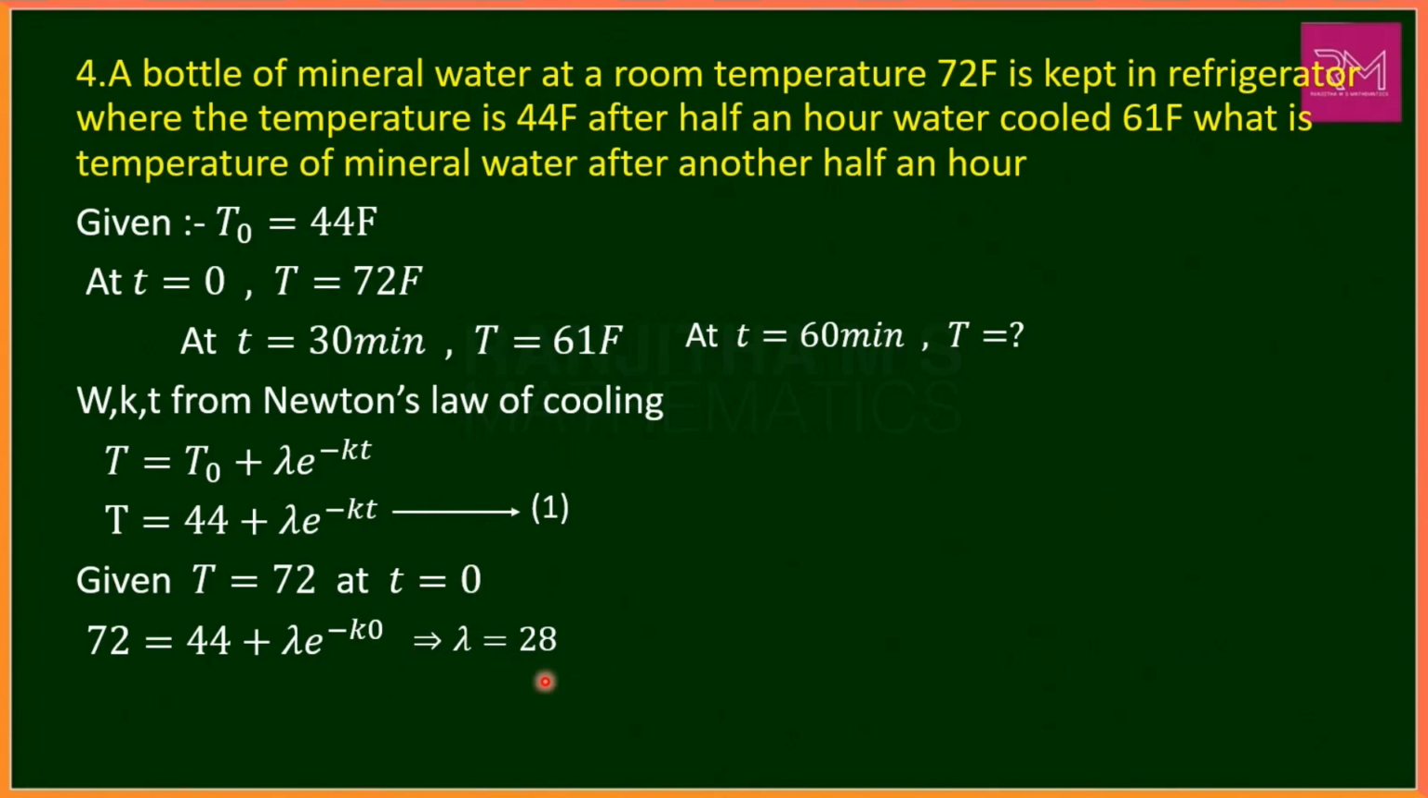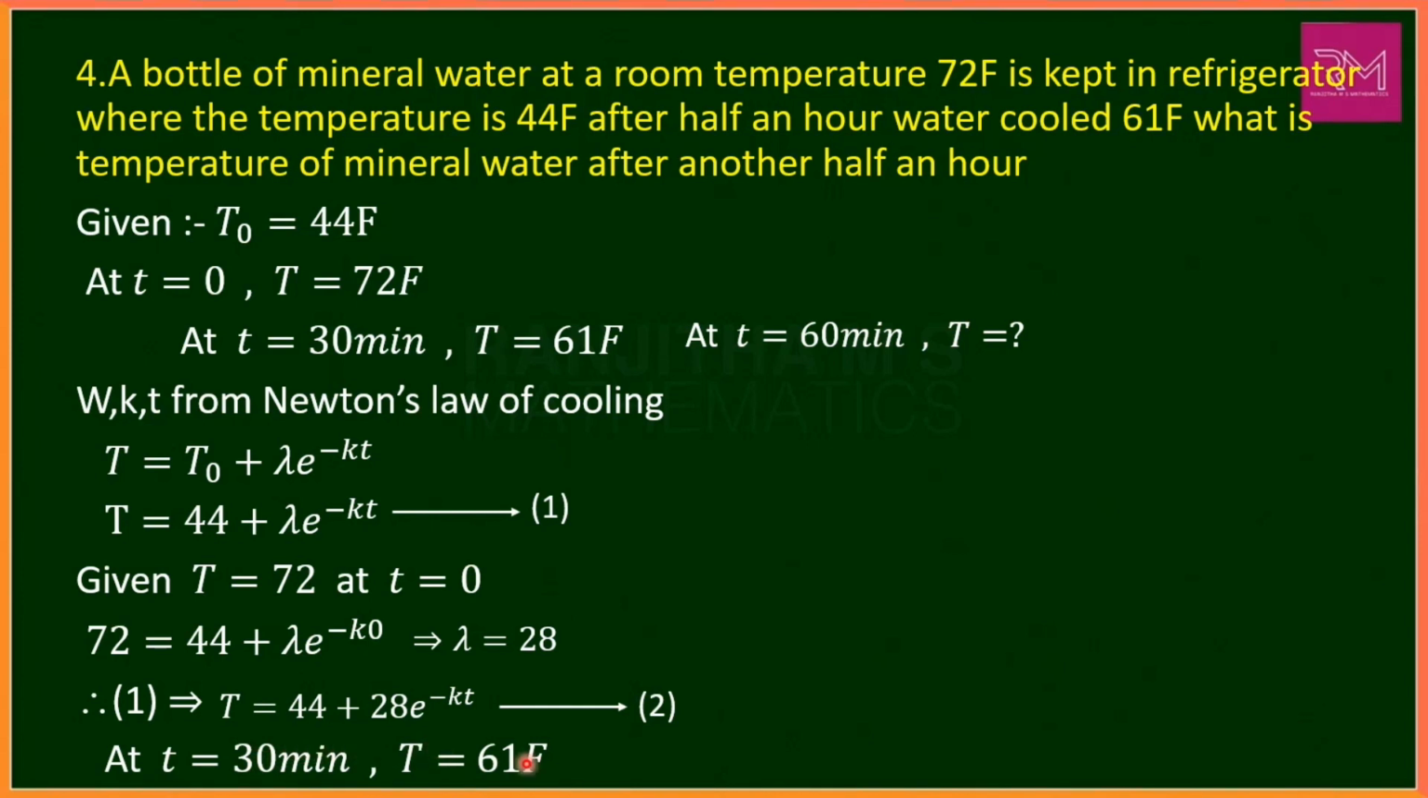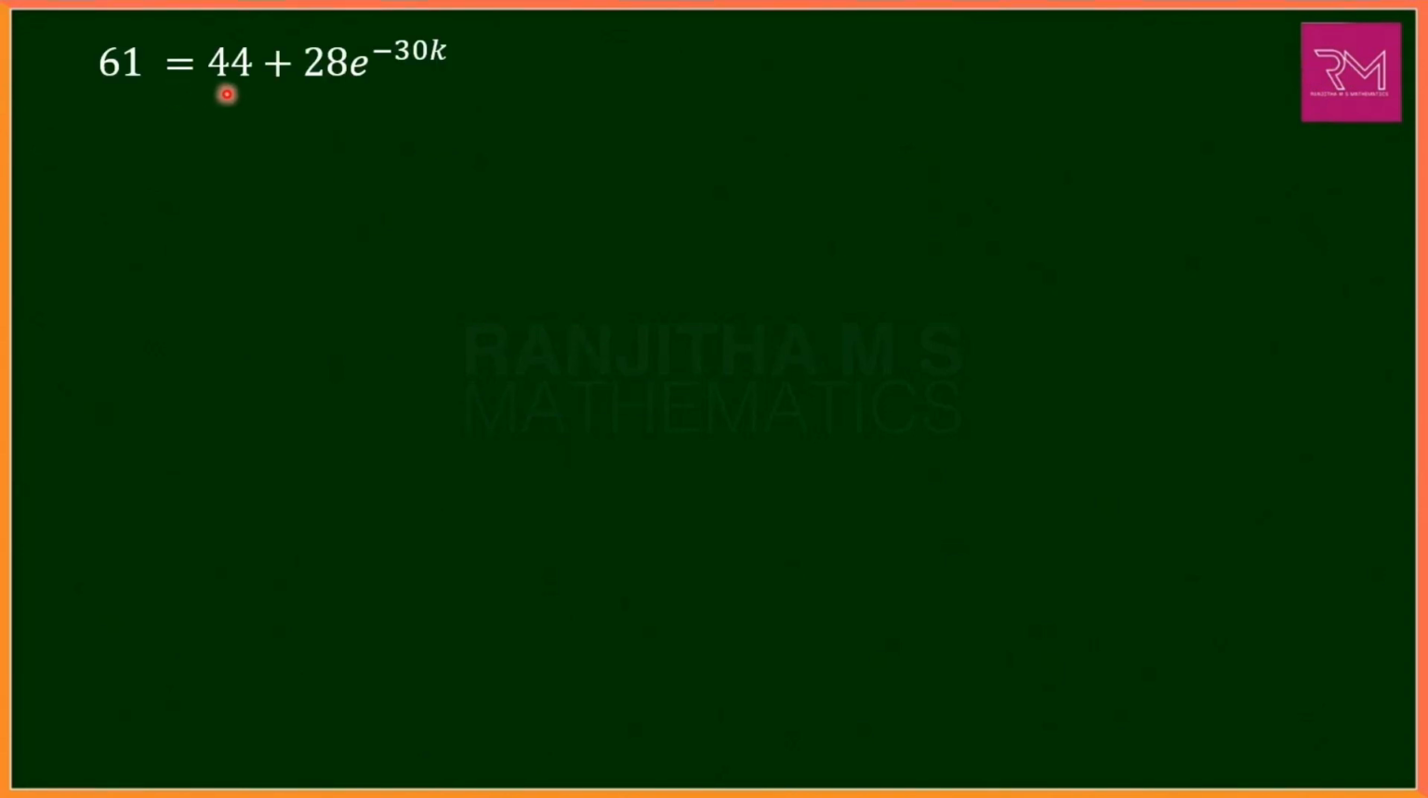Once you obtain the lambda value, substitute it in equation 1. Equation 1 becomes T equals 44 plus 28 into exponential power minus kt. Call this equation number 2. Now take the given data, that is at t equal to 30 minutes, T is 61 Fahrenheit. Substitute this in equation 2. We get 61 equals 44 plus 28 into exponential power minus k into 30. Take 44 to the left hand side, 61 minus 44 gives 17, which is equal to 28 into exponential power minus 30k.